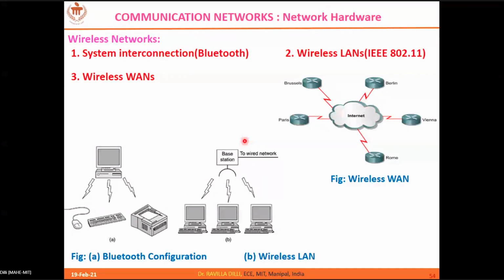Now coming to wireless networks. Here we have Bluetooth networks, then wireless LANs and wireless WANs. Bluetooth network need not be explained much. It's an example of a personal area network, where the communication range is very minimal, in terms of meters.